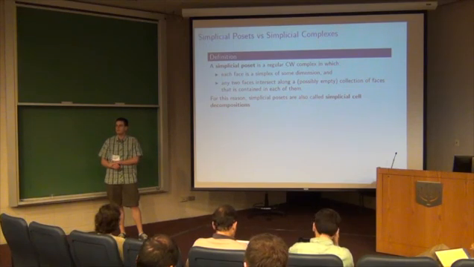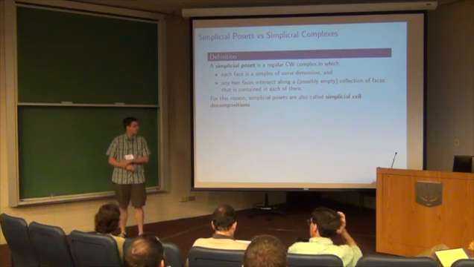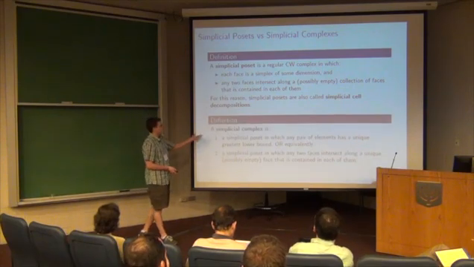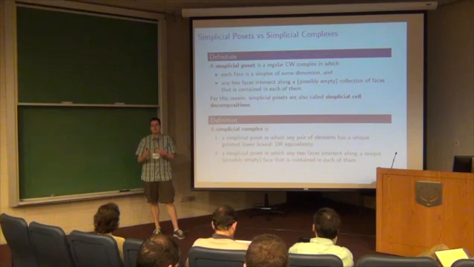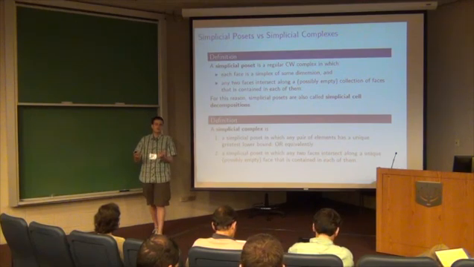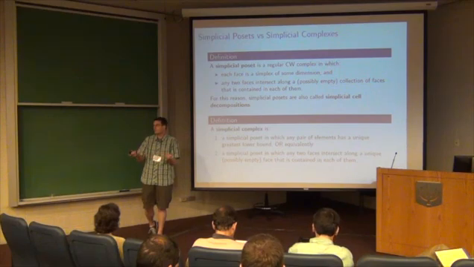And just to really emphasize the contrast, a simplicial complex is a simplicial poset where you have a greatest lower bound property. So you have a meet property in terms of simplicial complexes. This just means that any two faces intersect in a face. For simplicial posets, that's going to fail.